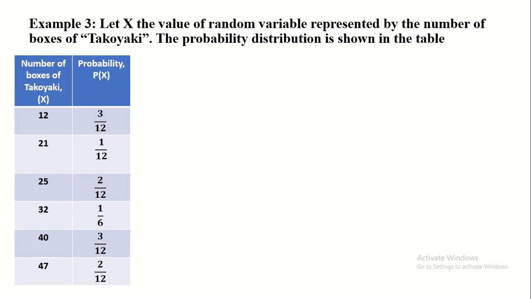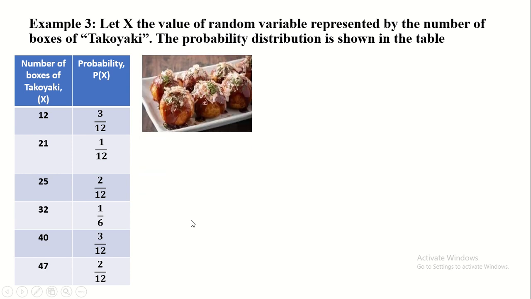Example number 3. Let x be the value of the random variable represented by the number of boxes of takoyaki. The probability distribution is shown in the table. So, ito yung table natin na kung saan nagpapakita ng mga number of boxes na benta ng takoyaki, at ito yung mga probabilities niya. Ano nga ba yung takoyaki? Ito pong itsura ng takoyaki, at yon ay street food sa Japan na napaka-delicious.